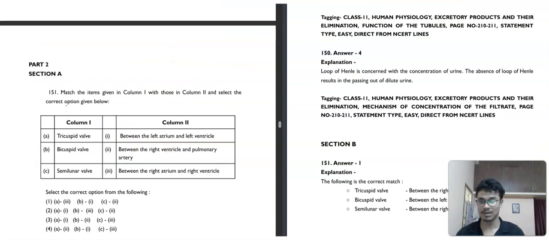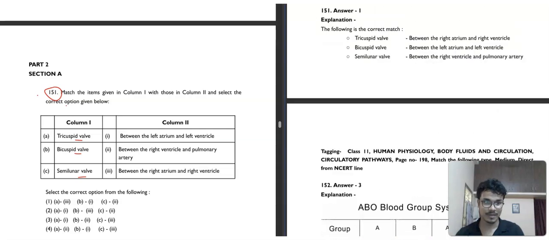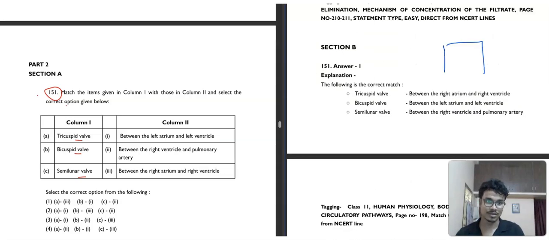Now we will be moving towards part 2, section A. The first question is match the following, 151. It is about valves: tricuspid valve, bicuspid valve, semilunar valve, and their location. If we draw a schematic diagram of the heart, imagine this is our heart, this is right atrium, this is right ventricle, this is left atrium, this is left ventricle. The tricuspid valve is present between right atrium and right ventricle, with 3 cusps. Then the bicuspid valve is present between left atrium and left ventricle.